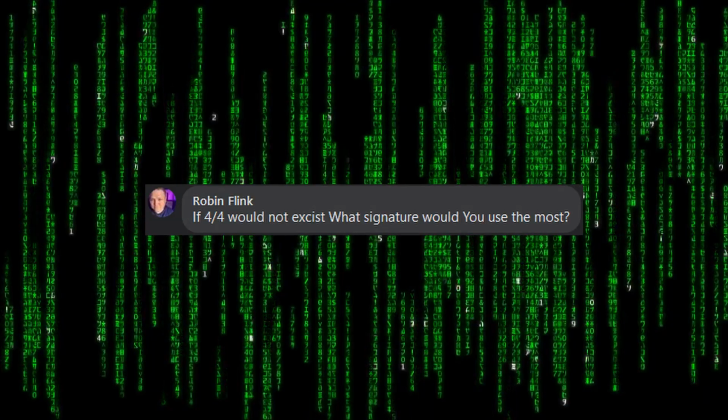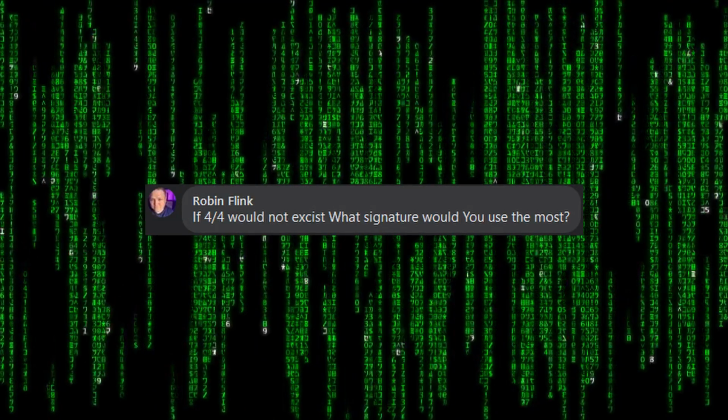First question, Robin Flink. If 4/4 would not exist, what signature would you use the most? Probably 9/4, 13/8, 23/8, and 44/16. I already experiment outside the 4/4 spectrum as much as possible these days just because I find it fun and challenging. However, you can still do stuff in 3/4 and 7/8 and still have fun with it. It's just a matter of knowing what kind of a pattern you really want to create and how you go about creating something in its entirety or in good structural form with those said time signatures, I guess.